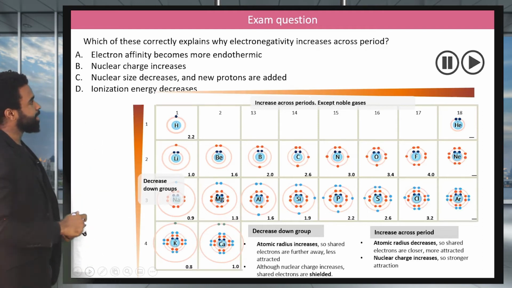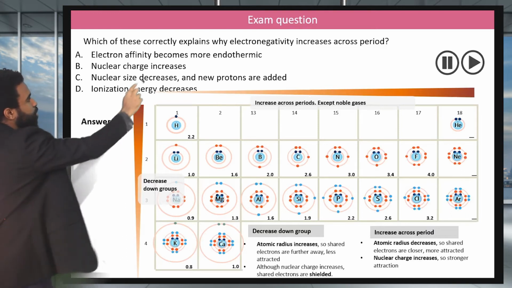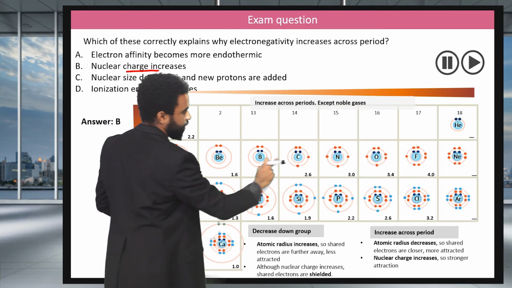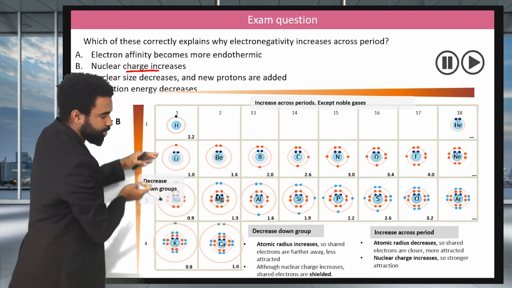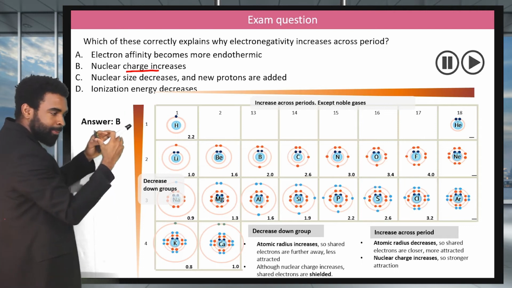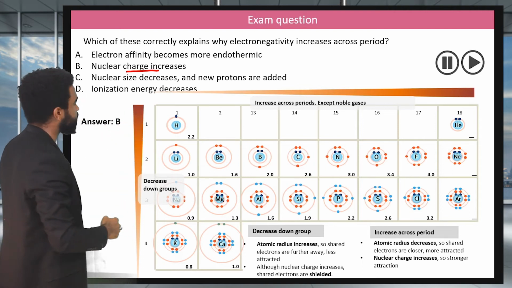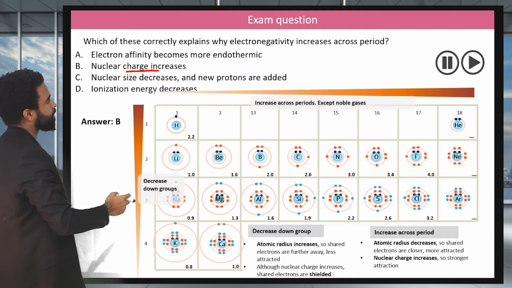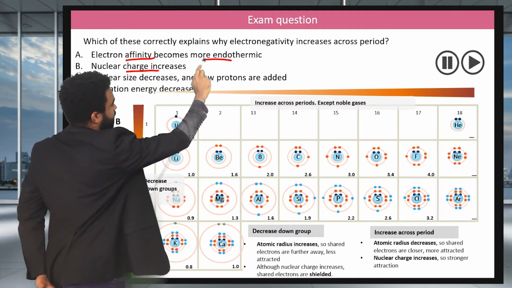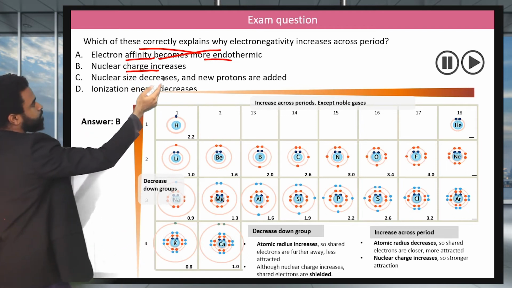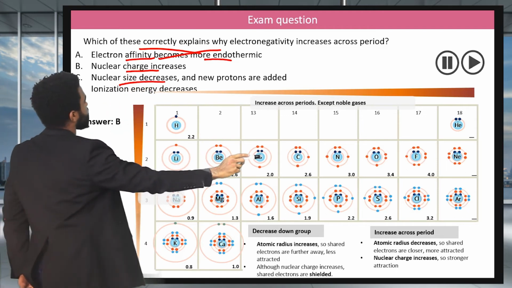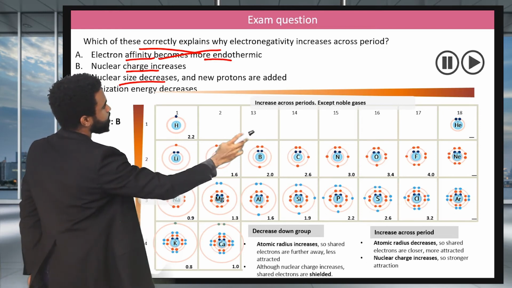The answer is B. So the nuclear charge is increasing across a period. Those are too small for you to see, but generally the number of protons increases and the number of shells stays the same. So the electrons are pulled closer to the nucleus. The others don't make sense. Electron affinity becomes more endothermic, that is a false statement. Atomic size decreases, this is true. Atomic size does decrease across a period.